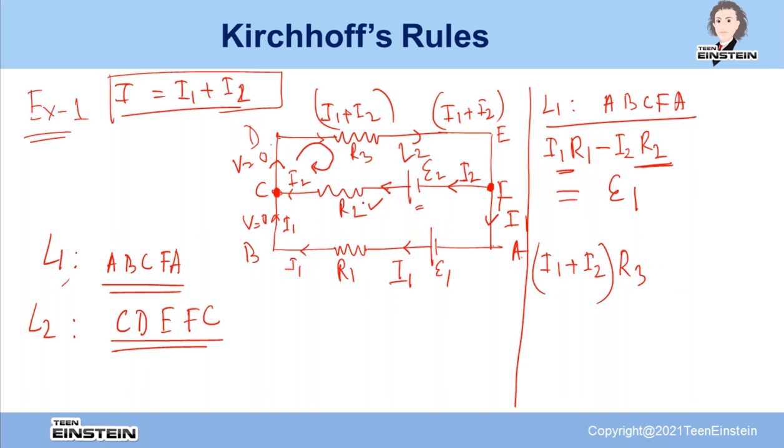So if you solve these two equations, then you will get the current values. If R1, R2, E1, E2 and R3 are given, then you will be able to solve for the value of I1, because you already have two equations and two unknown quantities. Then you can find the value of I1 and the value of I2, and then in each branch you will be able to find out the current. So this is how you have to apply Kirchhoff's rule.